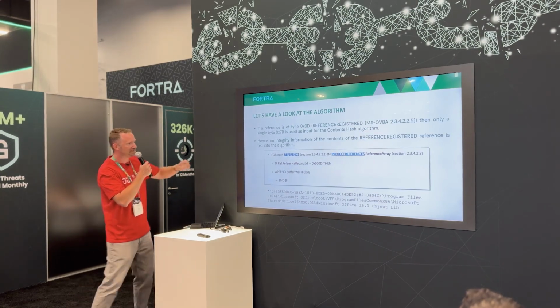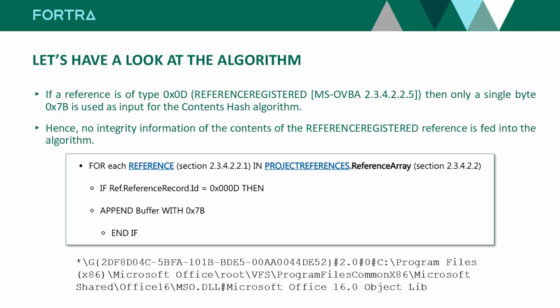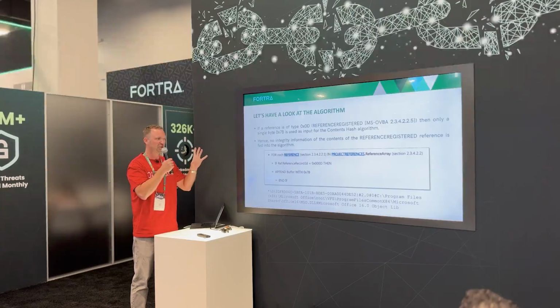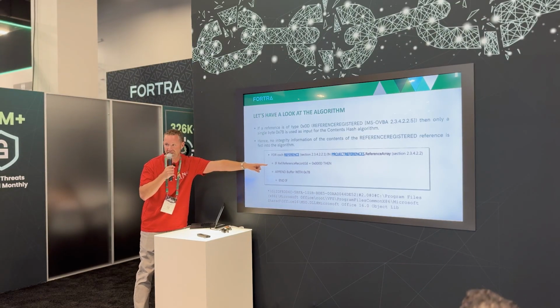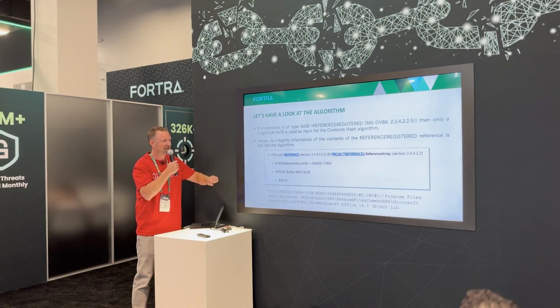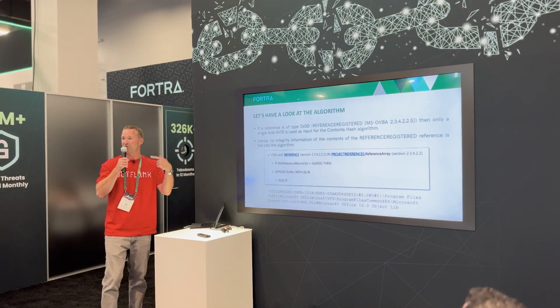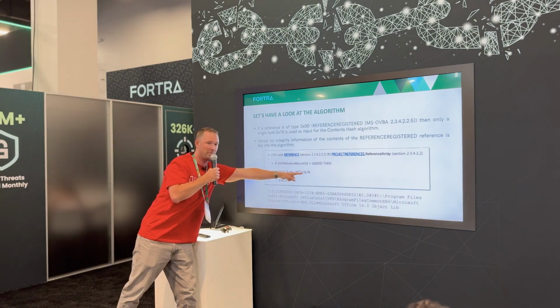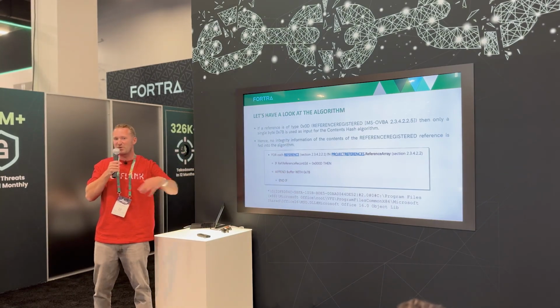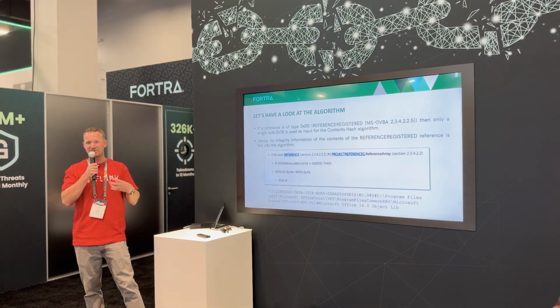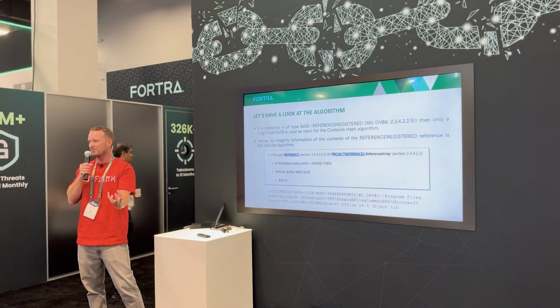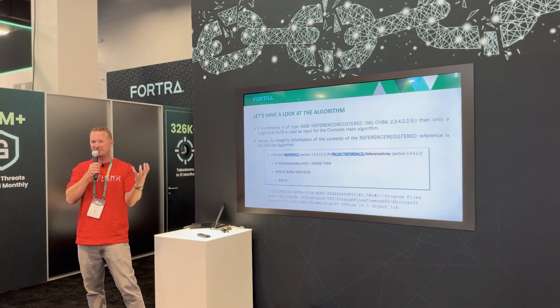One part of the algorithm is this. It says for each reference in this macro project, and macro project references are, if you go to view, project, references, you see them there. And if a certain reference is of type D, and I'll get to what that is exactly later, then the only thing that we do to the input stream to our hashing algorithm is to append 1 byte. So we're not doing anything with the integrity of that specific reference. We're just saying there is a reference, and we're going to sign based on that.